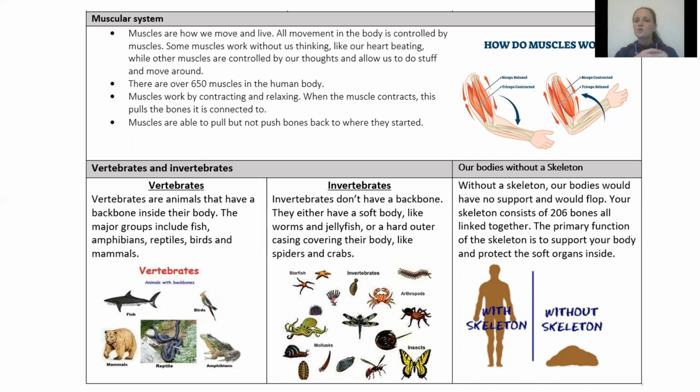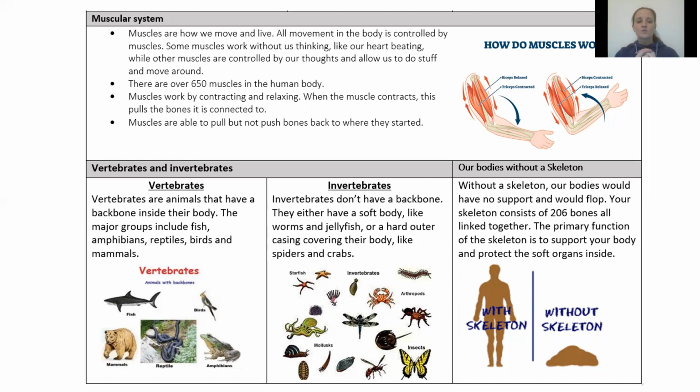And in this picture, you can see a bicep relaxing and the tricep contracting, and then the bicep contracting and a tricep relaxing. So they work together to get that movement. One's contracting while one's relaxing, and then one is contracting when the other one is relaxing.